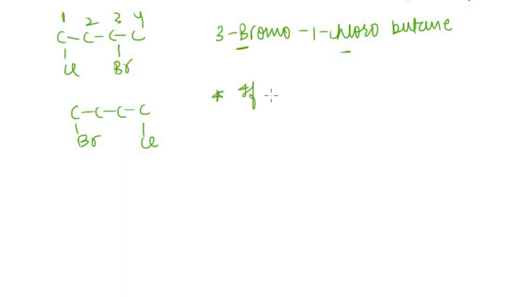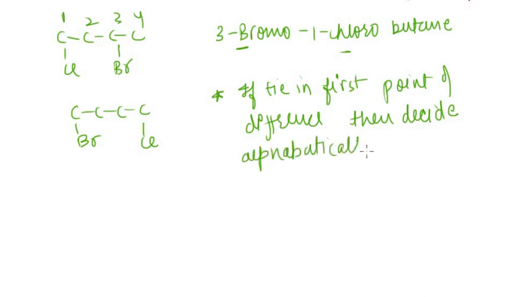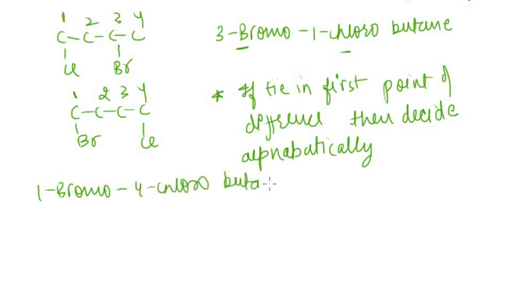We will give priority to this: if there is a tie in the first point of difference, then decide alphabetically. So B comes first. So 1, 2, 3, 4: 1-bromo, 4-chloro. That's how we will name them.